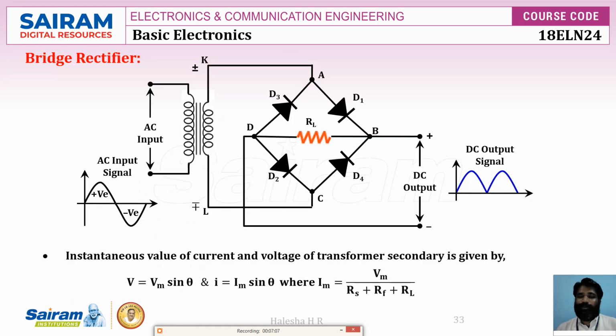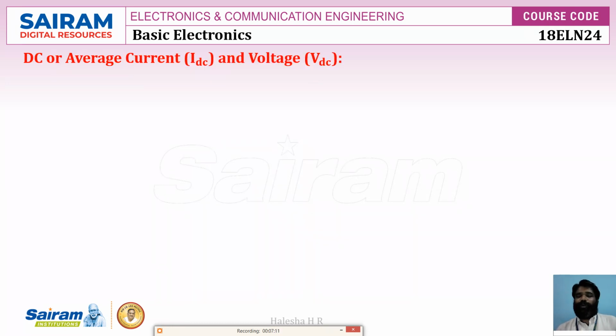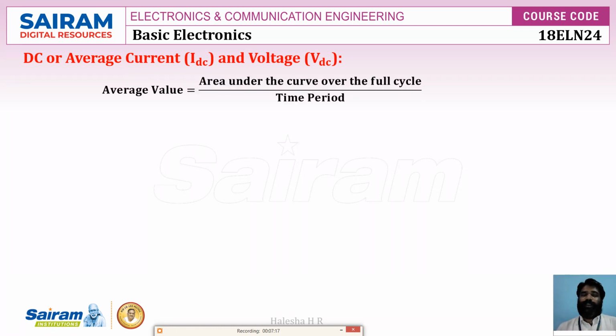So this is about bridge rectifier. Now we'll see how we obtain average current, also called DC current, and DC voltage. Average value is obtained as the ratio of the area under the curve over the full cycle divided by the time period.